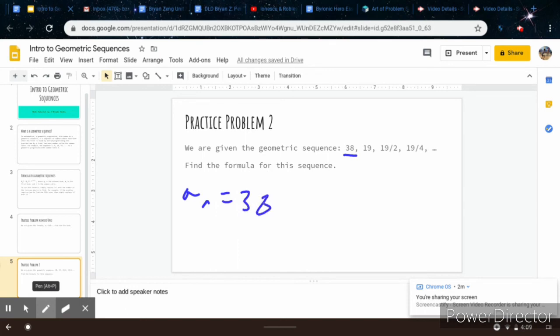Now, what is the common ratio? Looking at this, from 38 to 19 to 19 halves to 19 quarters, we can see every time it's dividing by 2. So you can write this as 38 times 1/2, or you can also write divided by 2. It doesn't really matter. And we want to put n to the first power. Don't forget to put minus 1, because remember, the first term, 38, has nothing done to it. We start with 38, the first term. So then we get this formula for the sequence.